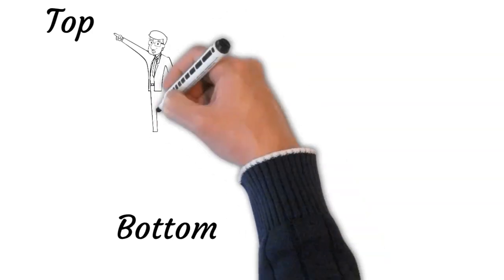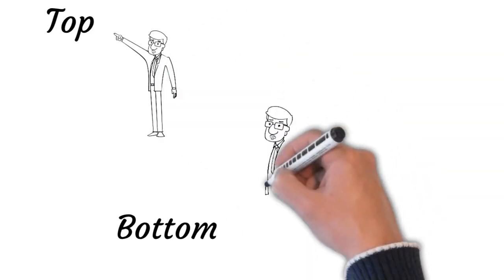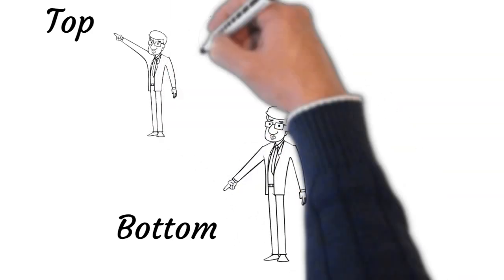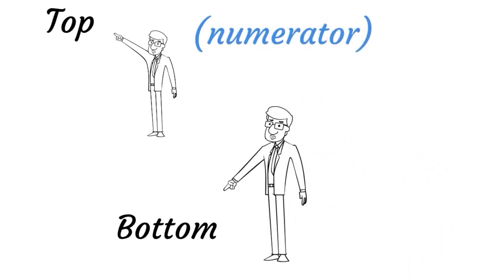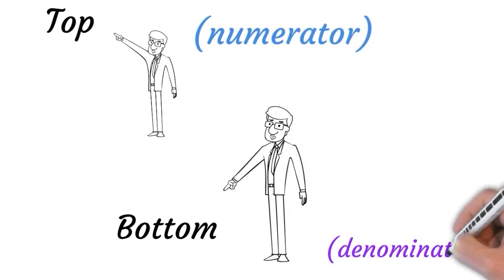It's a fraction. A fraction has a top and a bottom. The top is called the numerator. That tells us what we have. The bottom is called the denominator. That tells us how many equal groups we're sharing across, like how many slots there are.